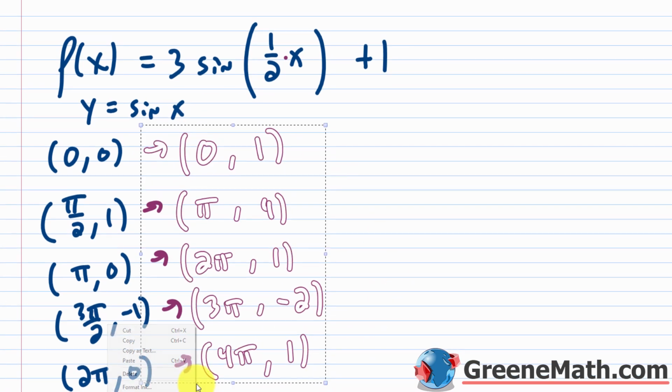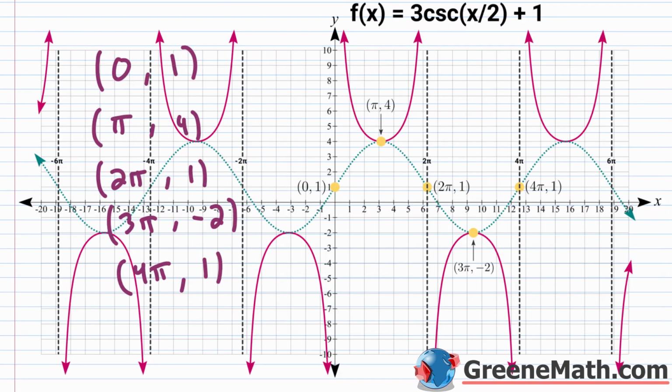And now we have our points. So let me grab this and let me just paste this in. Again, just going through these points, here is your 0, 1. Here's your pi, 4. Here's your 2 pi, 1. Here's the 3 pi, -2. And here's the 4 pi, 1.